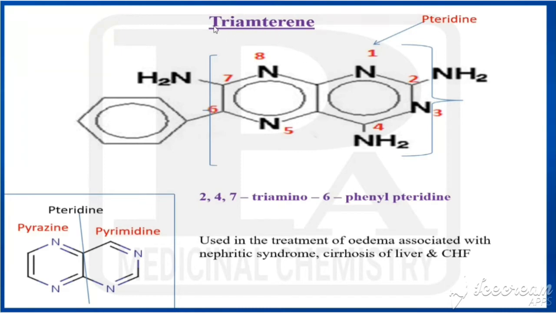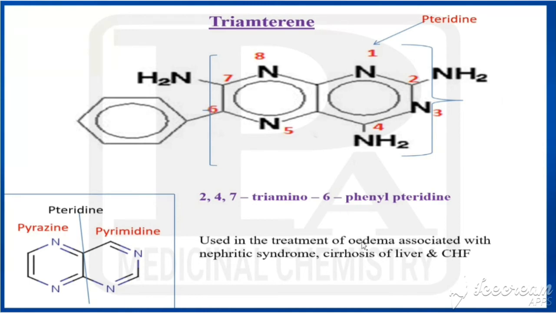Triam indicates there may be the presence of 3 amines. So that is triam. At positions 2, 4, 7 it has 3 amino groups, and at the 6th position it has one phenyl ring. So what is the chemical name? 2,4,7-triamino-6-phenylpteridine. So that is called triamterine.